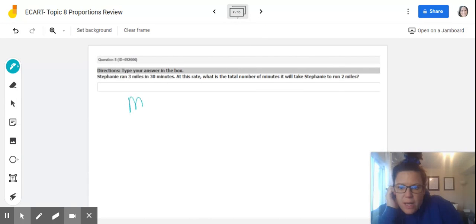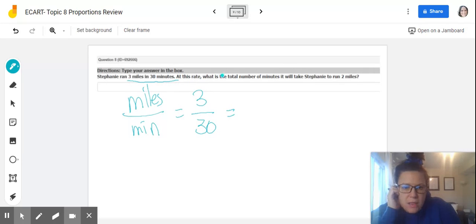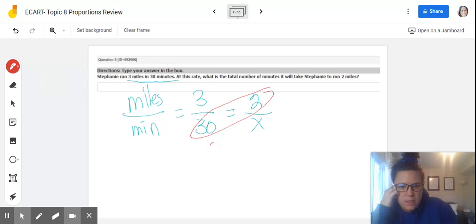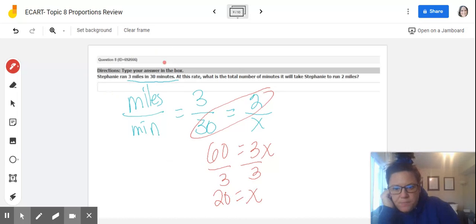Stephanie ran 3 miles in 30 minutes. So there's our first rate. 3 miles is to 30 minutes. At this rate, what's the total number of minutes it will take Stephanie to run 2 miles? So minutes would be X and the 2 miles would be on top. There's my setup. Cross multiply, 60 equals 3x. Divide both sides by 3, 20 equals x. So she'll run for 20 minutes.